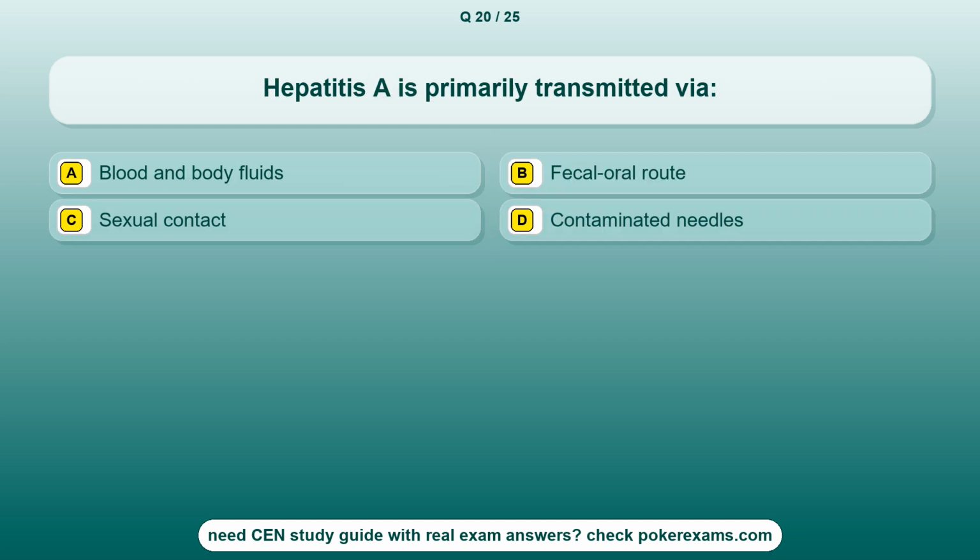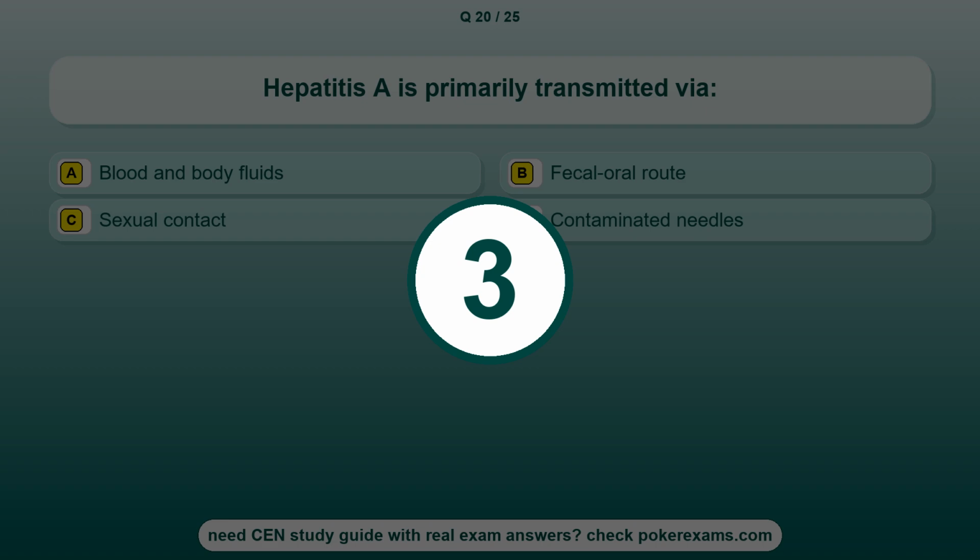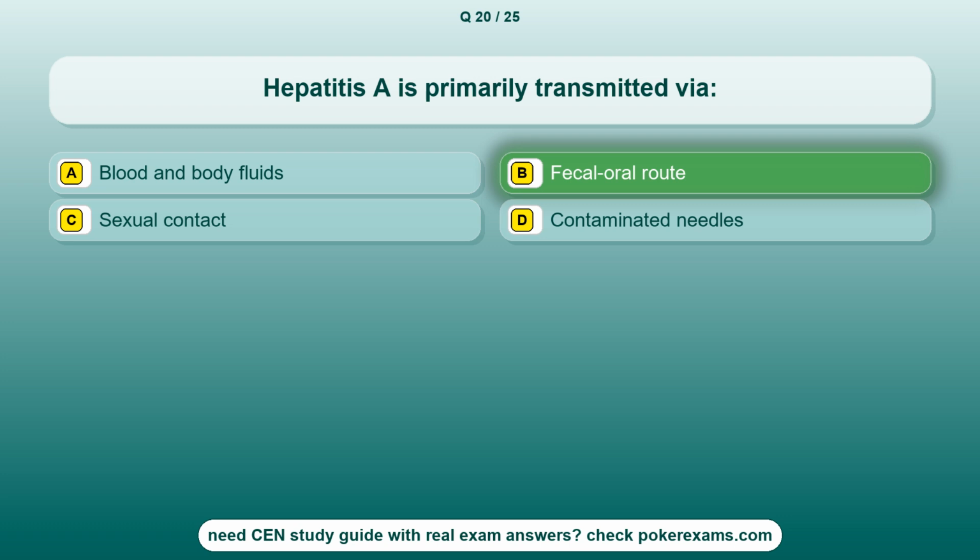Question 20. Hepatitis A is primarily transmitted via option A, blood and body fluids. Option B, fecal-oral route. Option C, sexual contact. Option D, contaminated needles. The correct answer is option B, fecal-oral route.